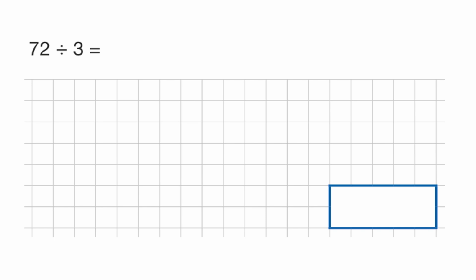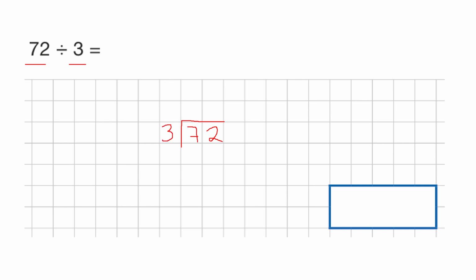In this video tutorial, guys, we'll be looking at how we divide numbers, specifically using the bus stop method for short division. To work out 72 divided by 3, let's set up our bus stop. 72 goes inside the bus stop, and the divisor, which is 3, goes outside the bus stop.